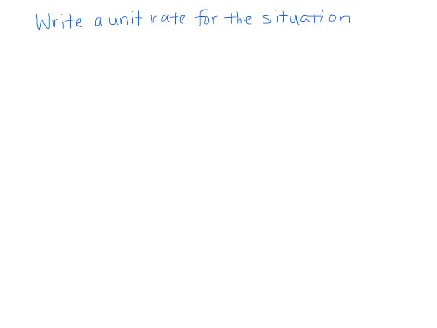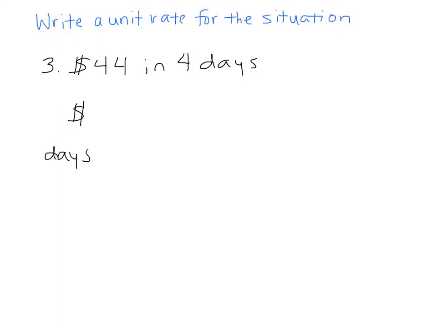For numbers 3 through 10, you had to write a unit rate for the situation that they gave you. This is where you would take a ratio table and take what they give you and make it into a unit rate. And I'm going to show you how, starting with number 3. Okay, so I have $44 in 4 days. Now I want to make a unit rate for this. So I'm dealing with dollars and I'm dealing with days. And I want to go to 1 unit.